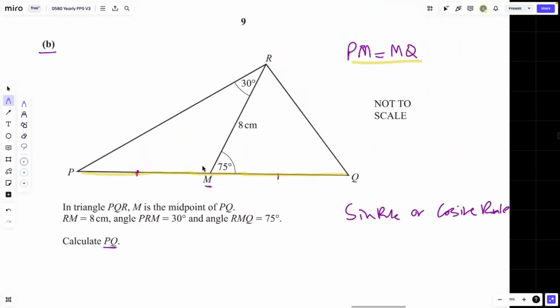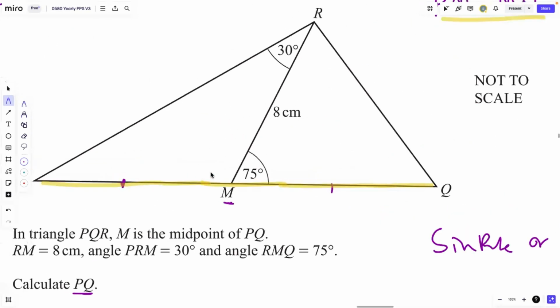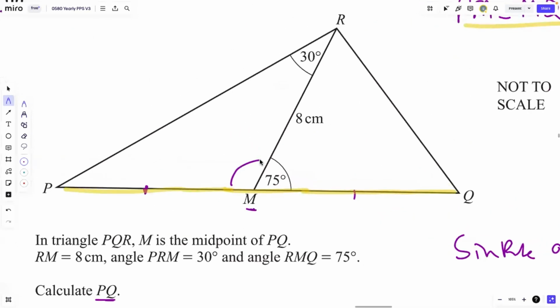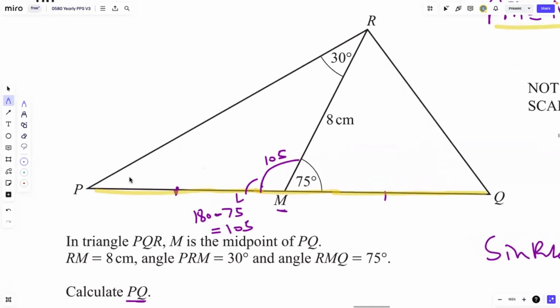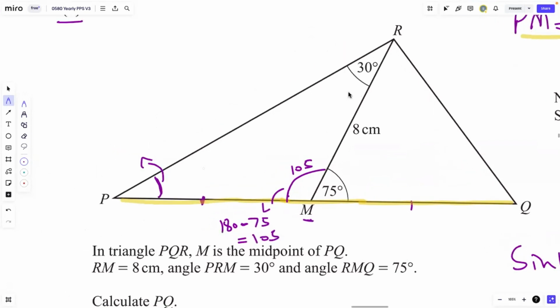Now, for starters, what we can do is I see a straight line PQ, so I can just figure this out straightforward. This is just going to be 180 minus 75, because straight line has the sum of angles as 180, so that's 105. And since PRM is also a triangle, and the sum of angles in a triangle is 180, I can figure out the third angle if I know the other two angles. So 180 minus the other two angles, which is 30 and 105. That's 135, so that's going to give us 45.